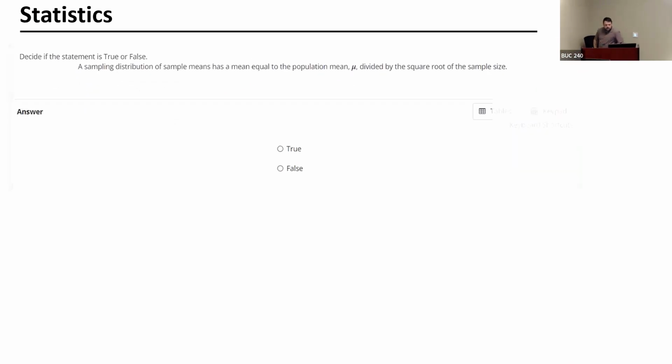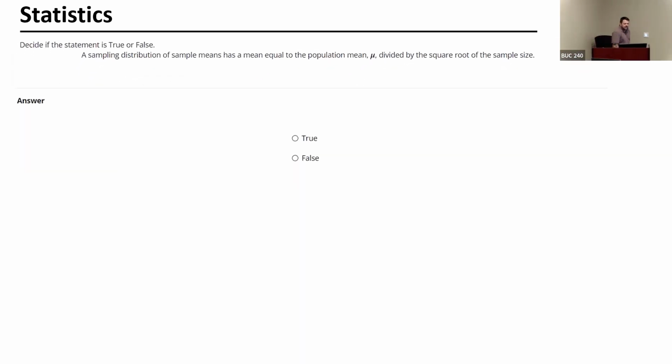Let's do an example real quick. A couple of examples here. Decide if this statement is true or false. A sampling distribution of sample means has a mean mu equal to the population mean mu divided by the square root of the sample size. Is that true or false? False. That's not it at all. The mean of the sample means is equal to what? The population mean. And nothing more. That's it. Don't let them fool you. You're smarter than that.